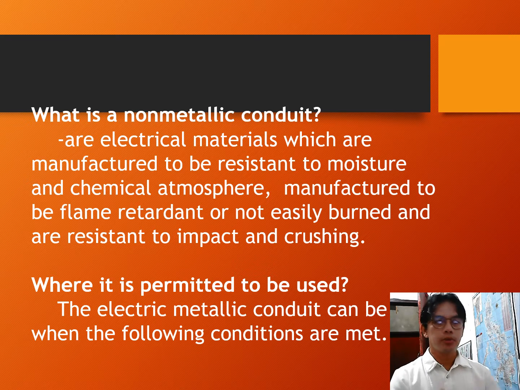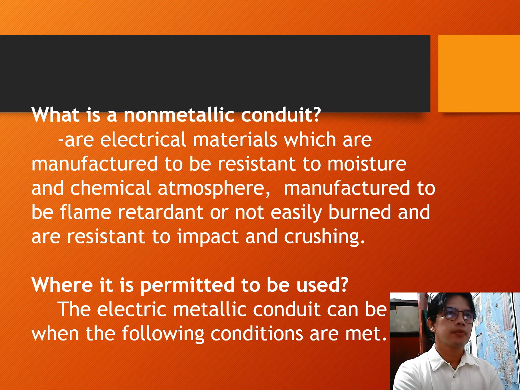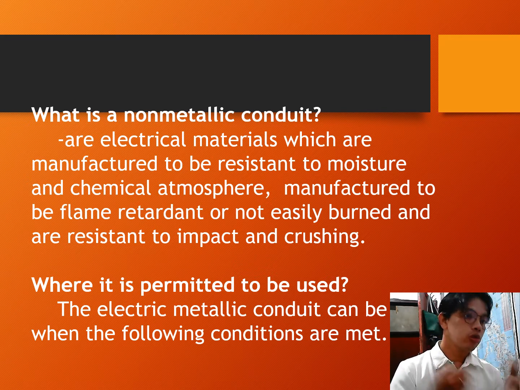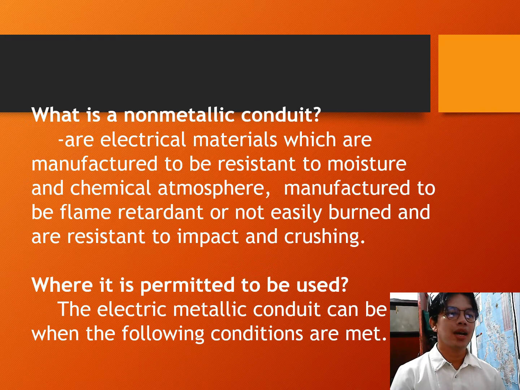So now we have to proceed to our topic this morning, this day. It is about non-metallic conduit. Non-metallic conduit, an example is the PVC. So it is an electrical material which is manufactured to be resistant to moisture and chemical atmosphere, manufactured to be flame retardant. So it is not easily burned and also resistant to impact and crushing because PVC is buried.